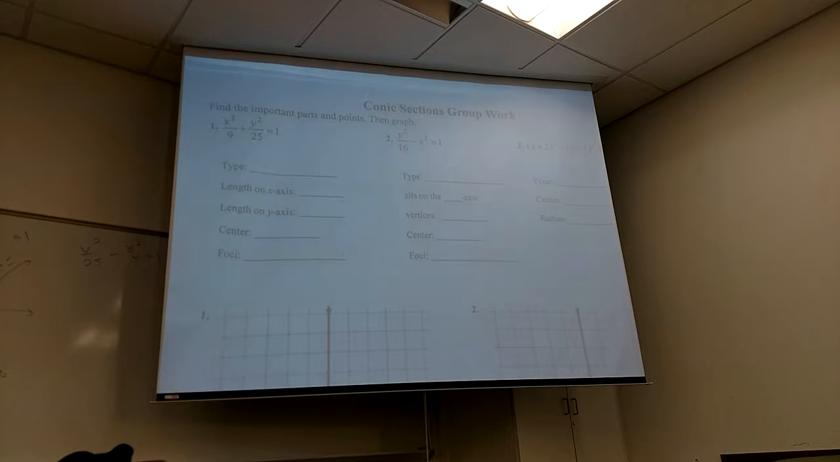Let's take a look here. Hopefully the identification was pretty straightforward now. The first one is going to be an ellipse. How do I know it's not a circle? Because the two numbers are different.